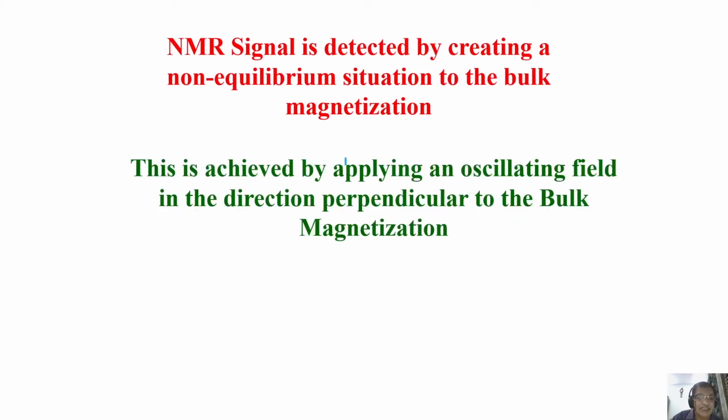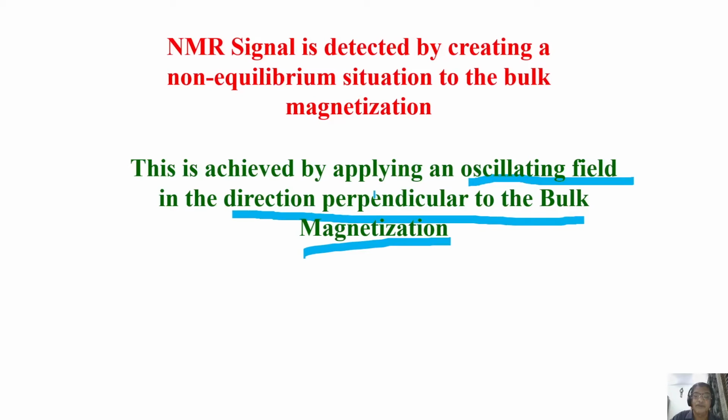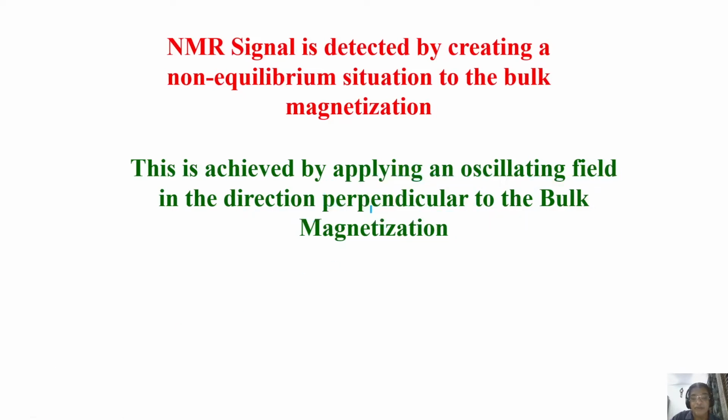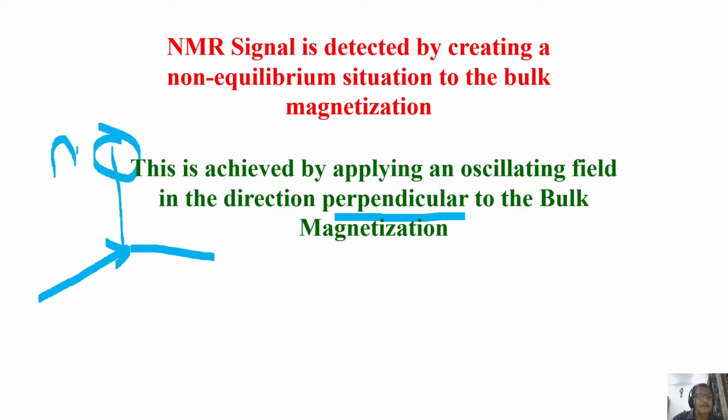You can achieve this by applying an oscillating field in a direction, sorry, not in the direction of the bulk magnetization, but in a direction perpendicular to the bulk magnetization. Please remember, you have to apply it in the direction perpendicular to the bulk magnetization. What does it mean? Bulk magnetization is along the z-axis, so you have to apply the oscillating field along either the x-axis or the y-axis, because magnetization M0, Mz is along the z-axis. That's what you have to do.